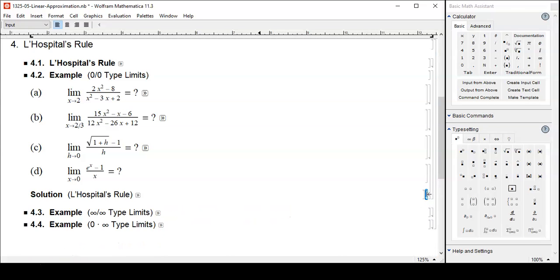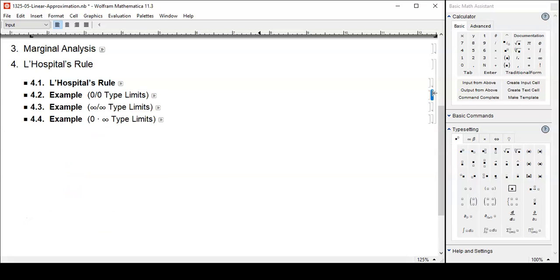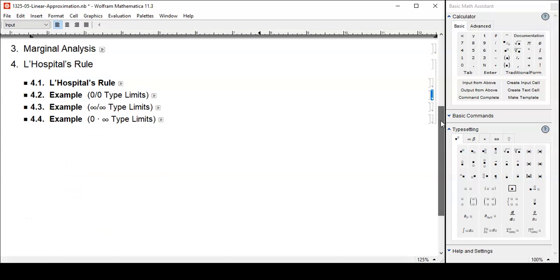Alright, we went through 0 over 0 type limits. Now, how about infinity over infinity type limits? I don't think we have time to complete it. We're going to talk about the examples that work, and then we're going to talk about examples that will not work in a separate video.